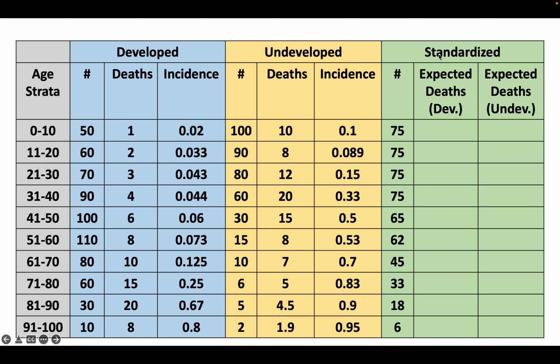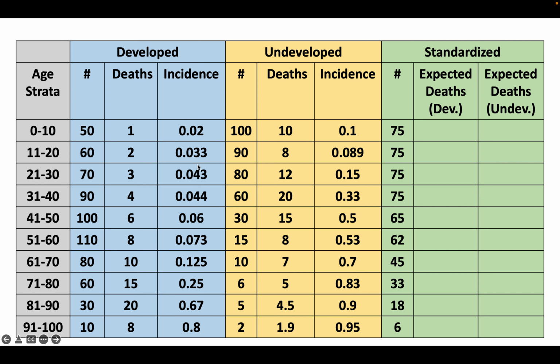Now we have our standard population, and you'll notice that, like I was saying before, the problem with comparing this developed and undeveloped country is that they have a different structure of the number of people in each stratum. So you can see already there's a lot of young people in the undeveloped country, but not as many old people. And it's kind of switched for the developed country. I don't know how realistic that is, but it's just an example.